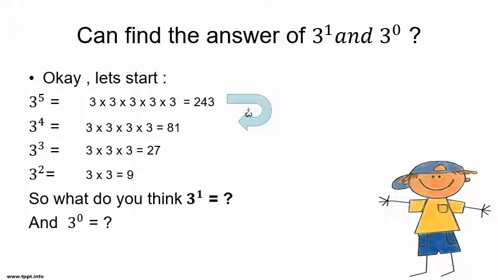Okay, let's also find 3 to the power 0. Divide this one by 3. What do you get? You get 1. Why? Because we are dividing by 3.